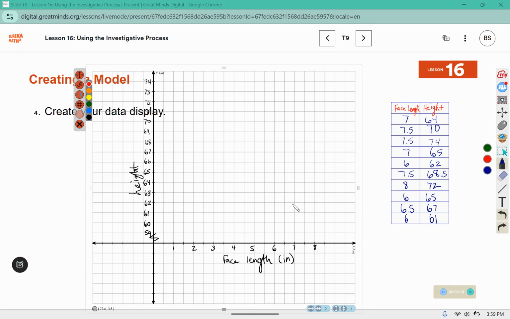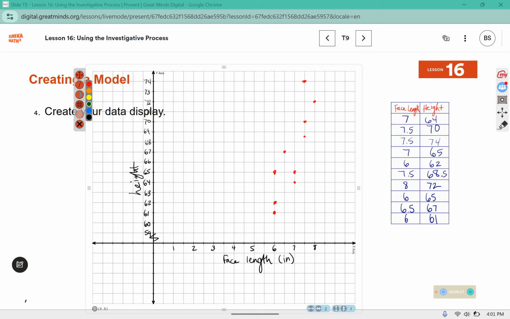So I have 7, 64, 7.5, 70, 7.5, 74, 7, 65, 6, 62, 7.5, 68.5, 8, 72, 6, 65, 6.5, 67, and 6, 61.